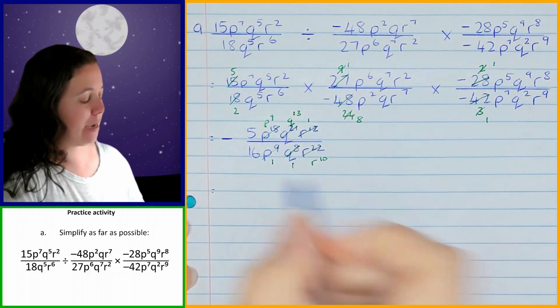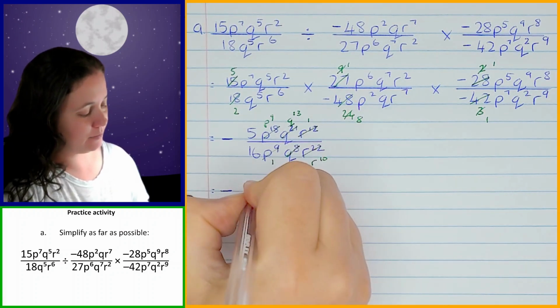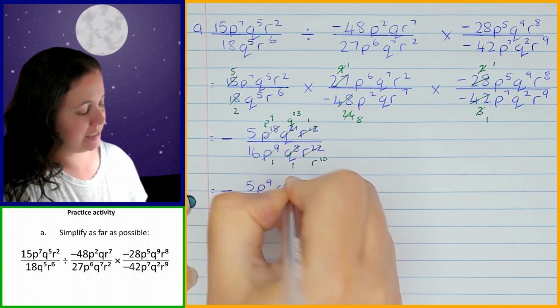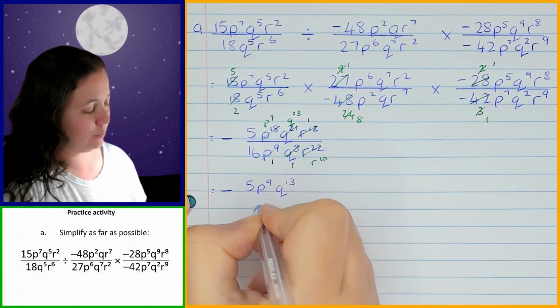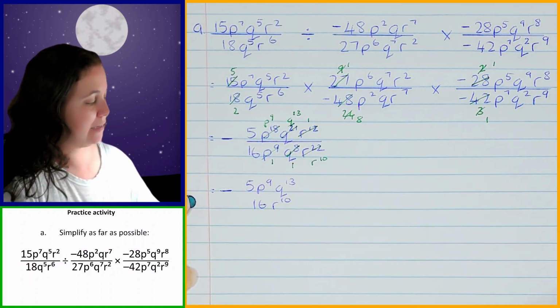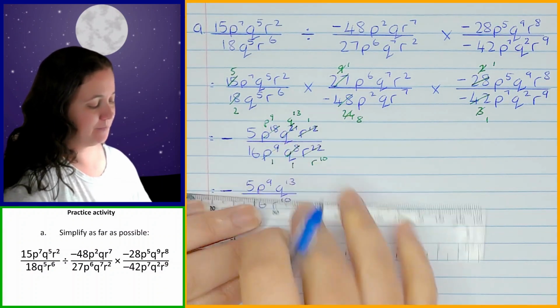Okay, so I'm left with negative 5 p to the power of 9, q to the power of 13 in my numerator. And in my denominator, I have 16 r to the power of 10. And that's what you should have got for question A.